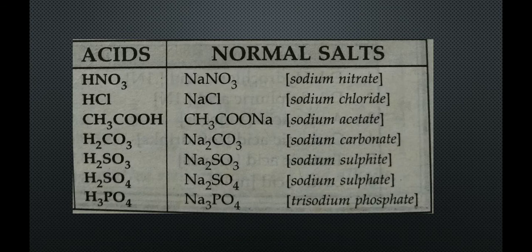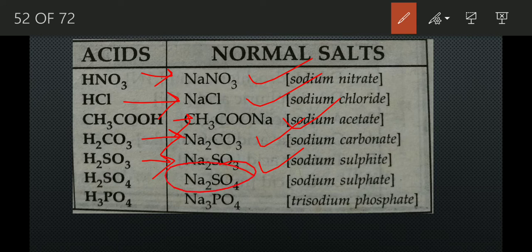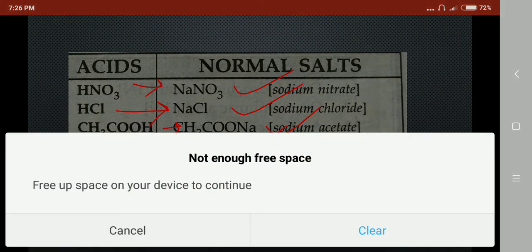Apart from sodium sulfate, there are other salts like sodium nitrate, which is formed from nitric acid, sodium chloride, which is formed from hydrochloric acid, HCl, then sodium acetate, which is formed from acetic acid. Again, sodium carbonate is there from carbonic acid, sodium sulfite from sulfurous acid, and obviously sodium sulfate from sulfuric acid. These are the examples of normal salts.